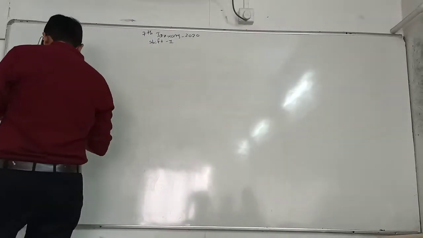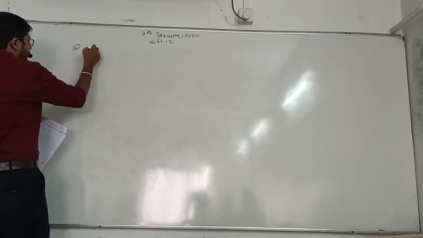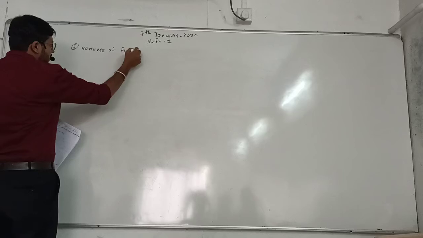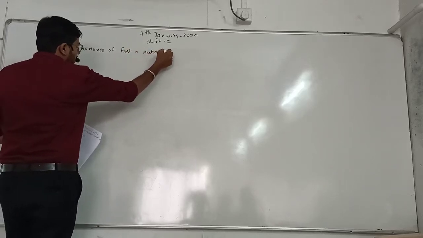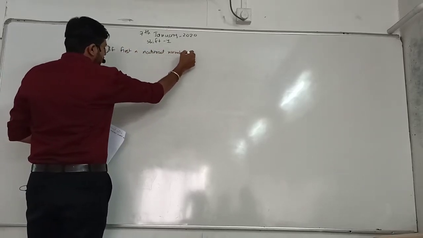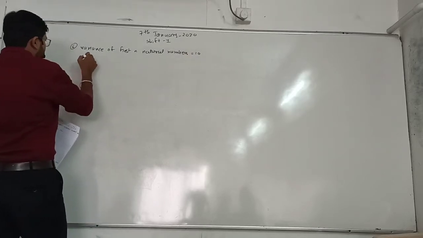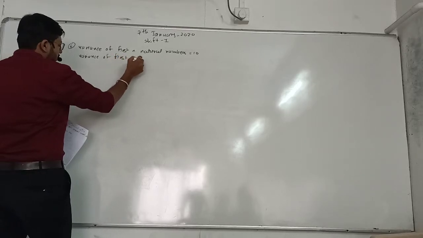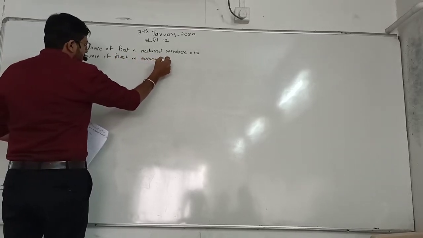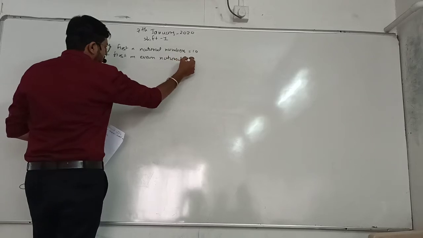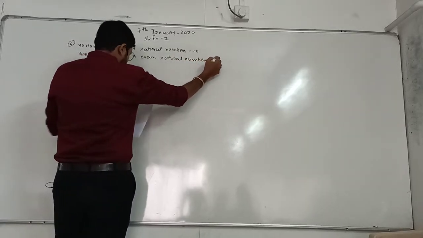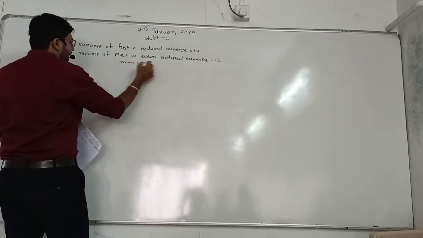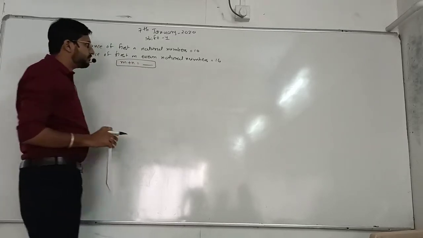Variance of first n natural numbers is equal to 10, and variance of first m even natural numbers is equal to 16. So we have to find out m plus n.